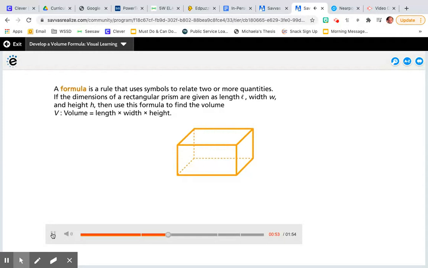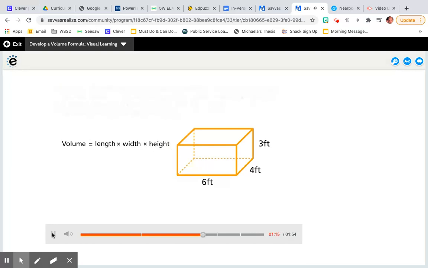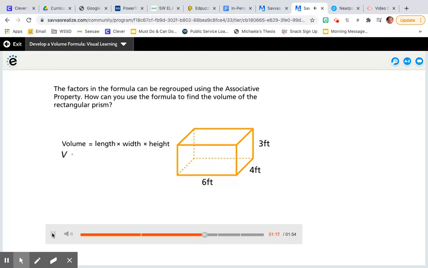A formula is a rule that uses symbols to relate two or more quantities. If the dimensions of a rectangular prism are given as length L, width W, and height H, then use this formula to find the volume V. Volume equals length times width times height. The factors in the formula can be regrouped using the associative property.